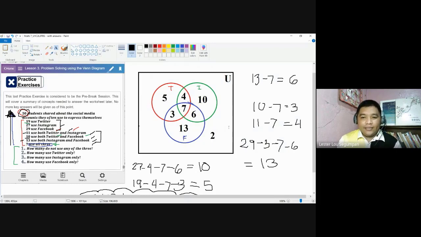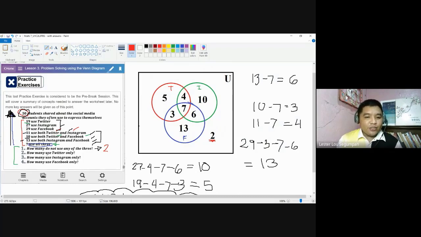Okay, by making our Venn diagram now complete, we can now answer the problems. Number one, how many do not use any of the three? The answer for this is the number of students placed outside the three circular figures, but still inside the universal set. I'm talking about this answer here. The answer for how many do not use any of the three, we have two. Probably some of them do not have any of these accounts, or probably use other social media forms rather.